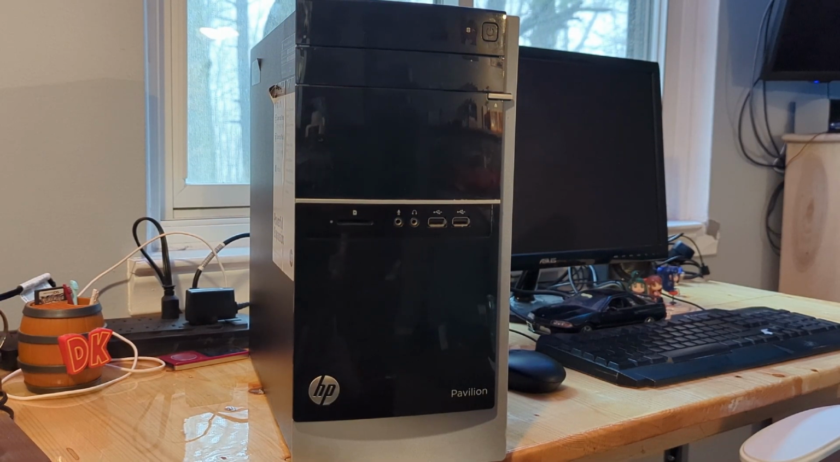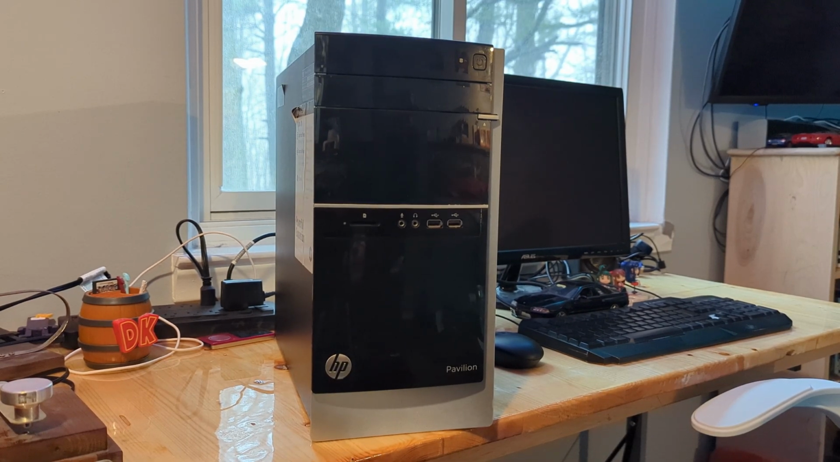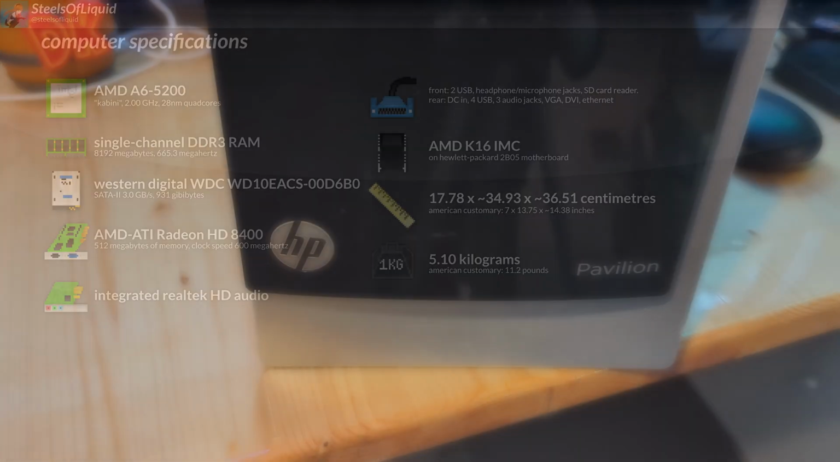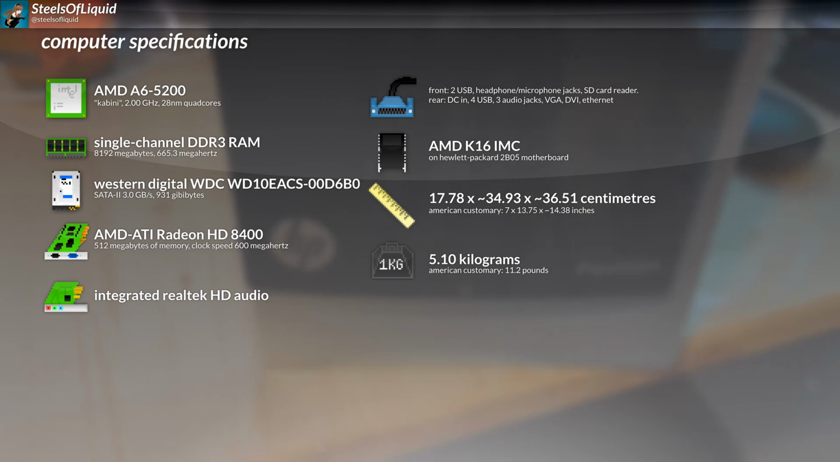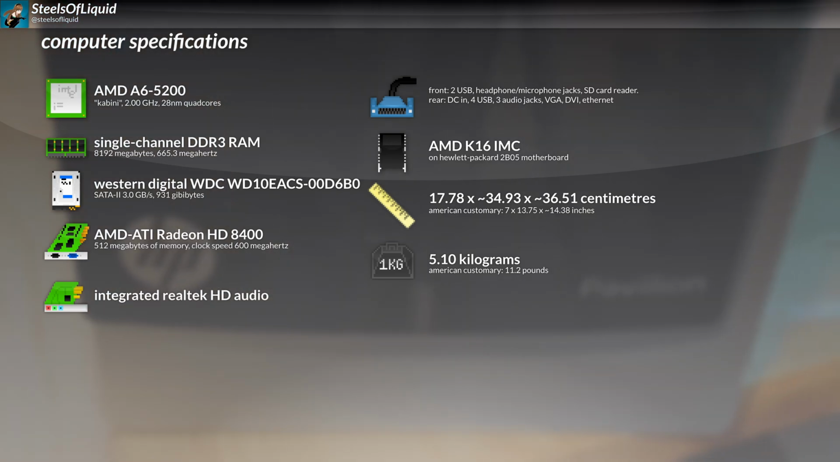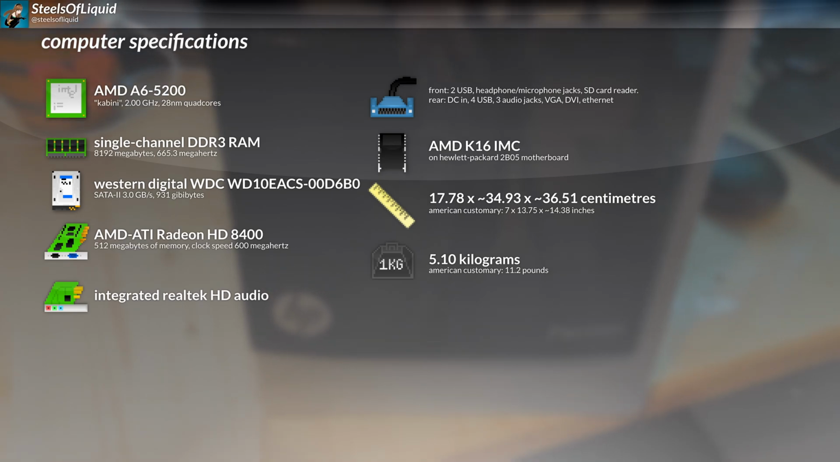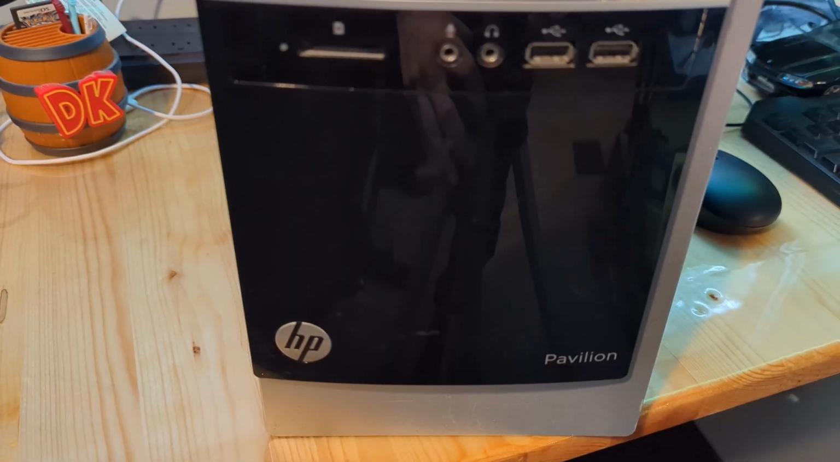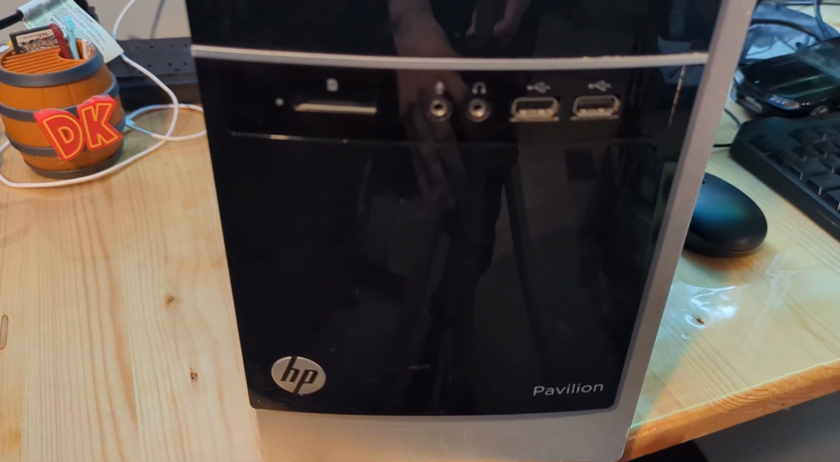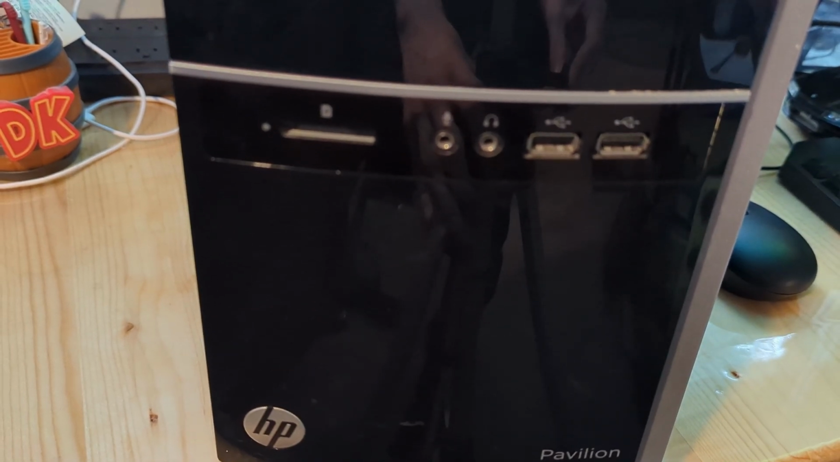I'm once again using the HP 500A60 from the previous Windows 8.1 video that I did, and this PC has an AMD A6 5200 APU at 2 GHz, if I remember correctly, 8 GB of RAM, and a 1 TB hard drive. This is probably one of the more modern computers in my collection, however, I do have newer computers.